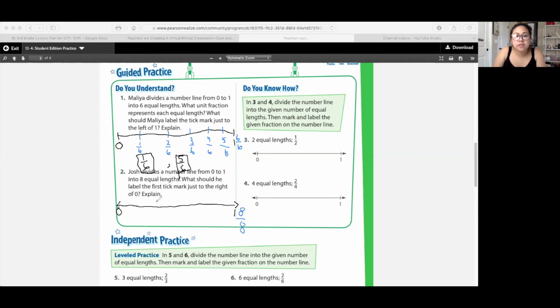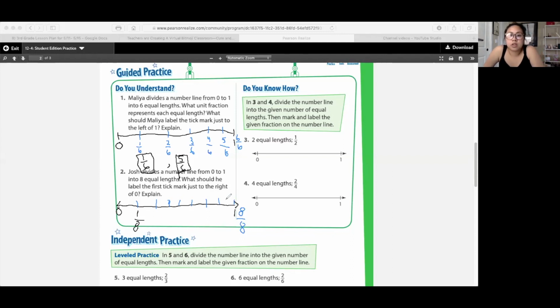So if we were to divide it into 8 equal lengths, what would the first tick mark be labeled? The very first one. 1, 2, 3. These are not going to be good. 3, 4, 5, 6, 7, and then this will be our 8th one. So what is this first part going to be labeled as? Since it is just one piece that they want us to label, it will be 1/8. Okay, and that's all you have to do for number 2.